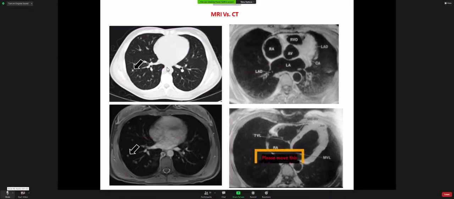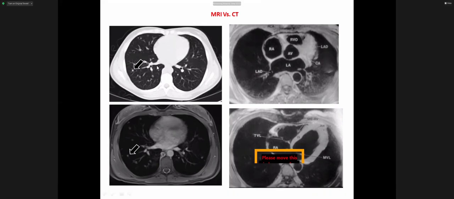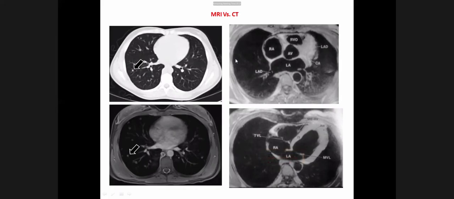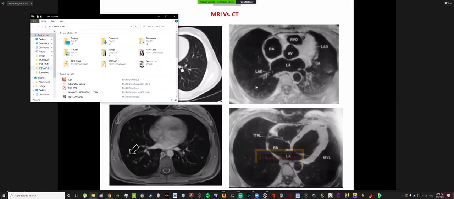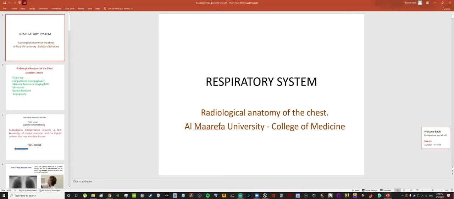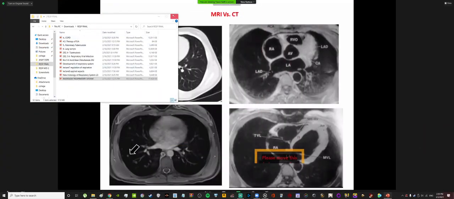What is this? CT scan of the thorax. Yes. Lung parenchymal window. Yes, you are right. And this is? MRI of the thorax. Okay. So you have to differentiate between CT and MR. This is only CT, but the other three remaining are MRI. This is a lung window, as you mentioned. Excellent, very good.